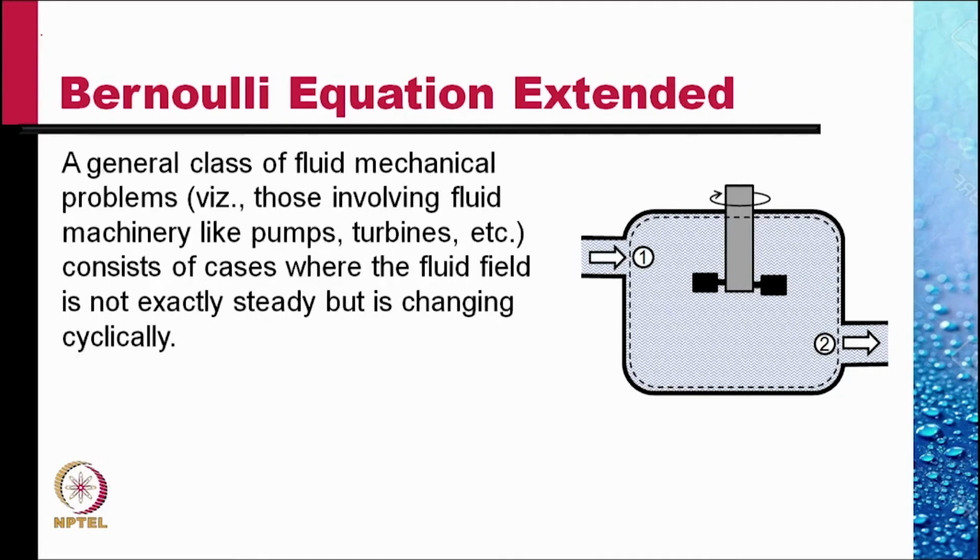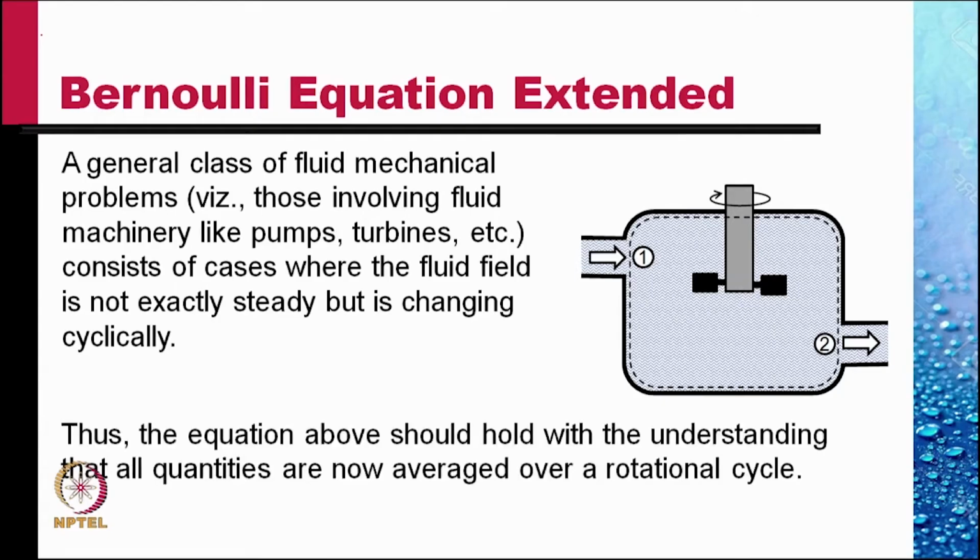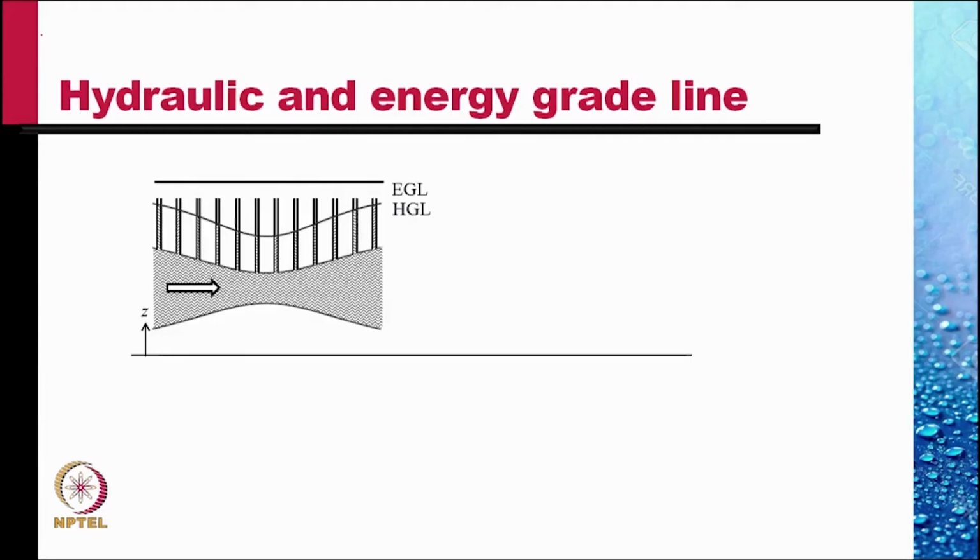A general class of fluid mechanical problem, for example, those involving fluid machineries like pumps, turbines, etc., consists of cases where the fluid field is not exactly steady but is changing cyclically because of a rotating shaft. Thus, the equation above should hold with the understanding that all quantities are now averaged over a rotational cycle. We introduce now the concept of hydraulic and energy grade lines.